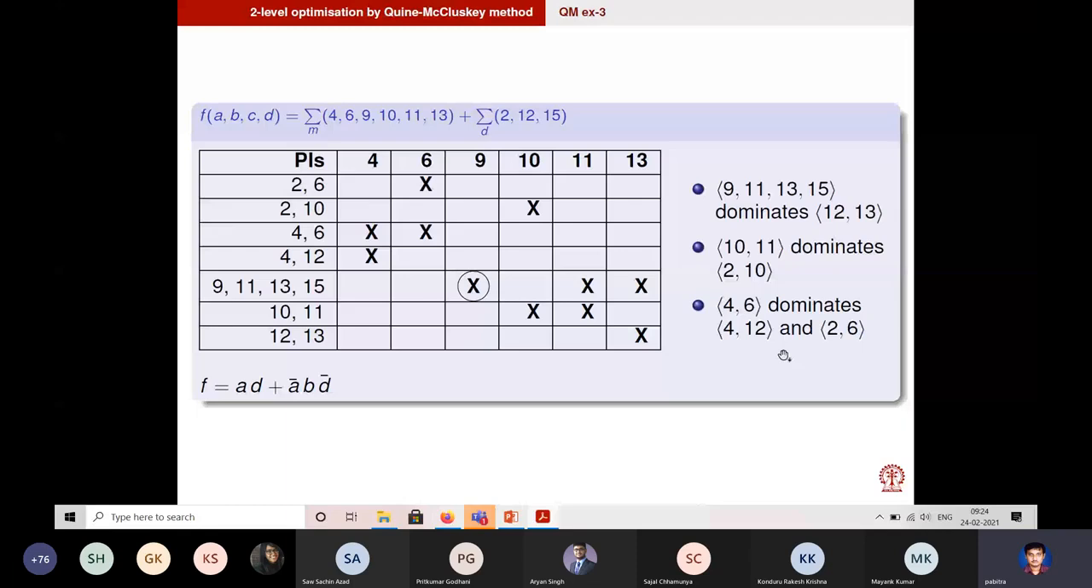Note one thing here: 9, 11, 13, 15 was an essential prime implicant. So I have to keep it. There is no other way. And if I have to keep it, this dominates 12, so I can remove the 12, 13 row. All that I'm trying to do is make this prime implicant chart small, by dropping rows and dropping columns.